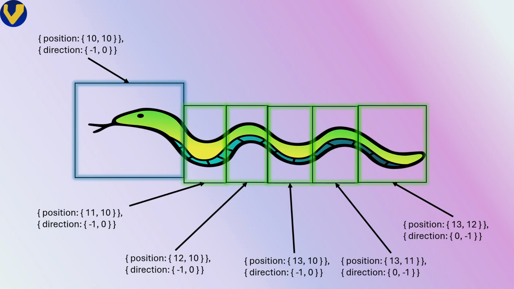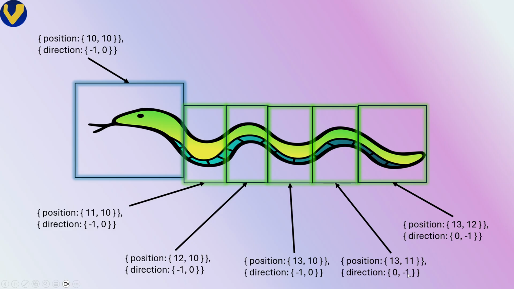So here's my snake again. I've got the head and the 5 segments. The head starts off at position 10, 10 with a direction vector of -1, 0. That means it's going to be moving to the left. The first segment is going to be at position 11, 10 with a direction of -1, 0. So it's going to follow the head. This next one's at 12, 10 with -1, 0. Next one's at 13, 10 with a -1, 0. Next one's at 13, 11 with a 0, -1.